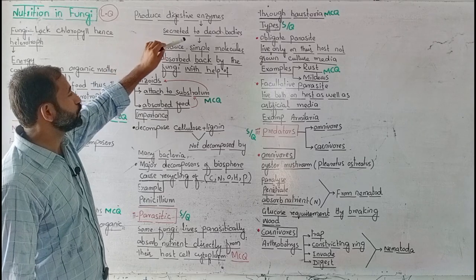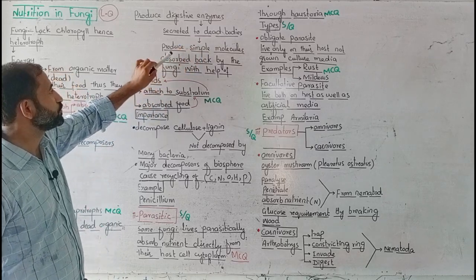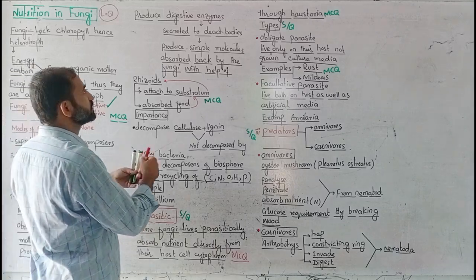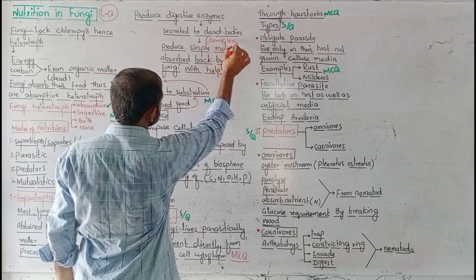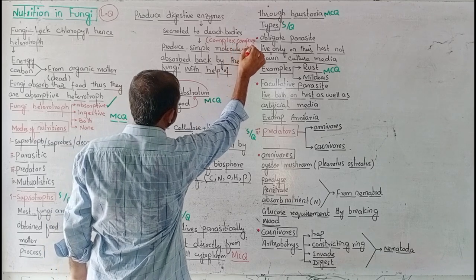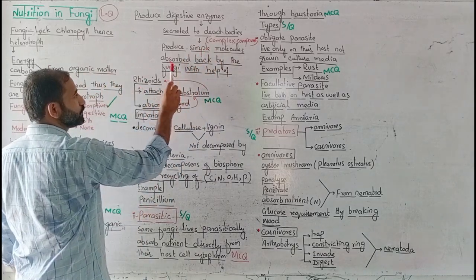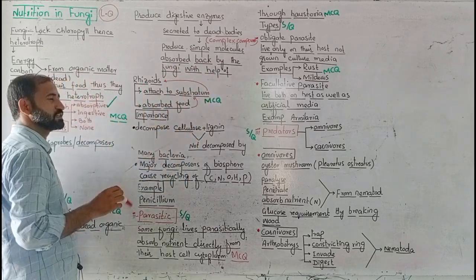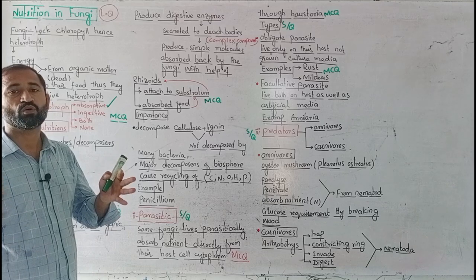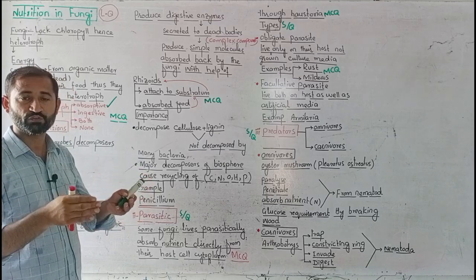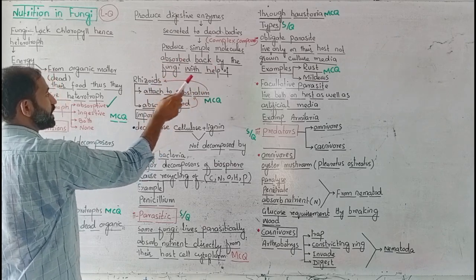These digestive enzymes are secreted onto dead bodies that have to be broken down. Dead bodies consist of complex compounds, and these complex compounds are now broken down into simple molecules. When complex compounds of a dead animal or plant body are broken down, they are converted into simple molecules, and these simple molecules are absorbed back by the fungi with the help of rhizoids.